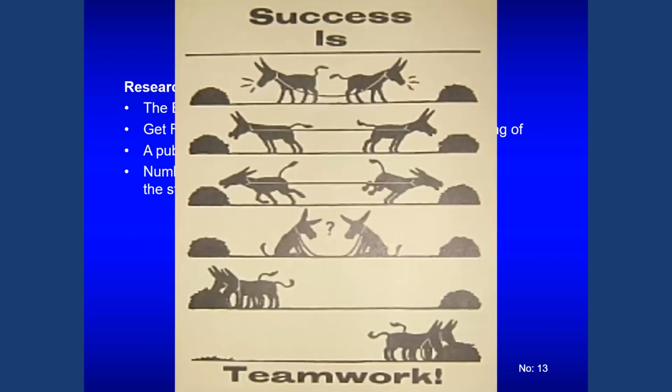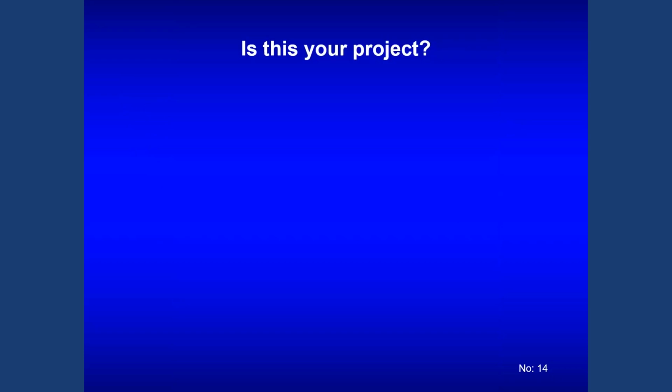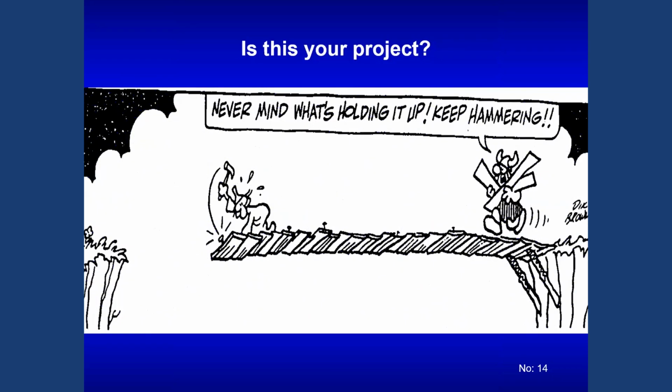I'm sure you've seen this before. The two donkeys, which are tied by a rope, are trying to eat, and neither of them can get to their pile of hay. But if they work together and eat one, they can then move across and eat the other. And that's something that actually summarizes the importance of teamwork in research. Paul made reference to your project, and here are a couple of illustrations. And I wonder if this is your project.